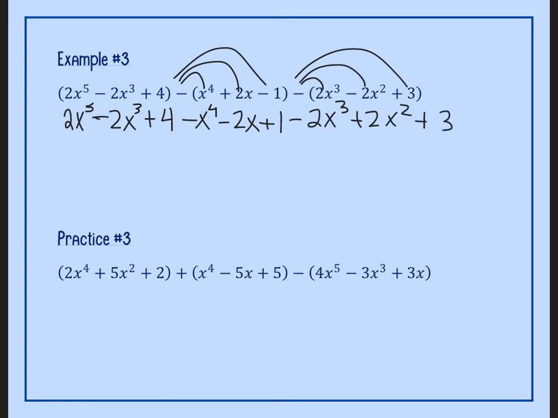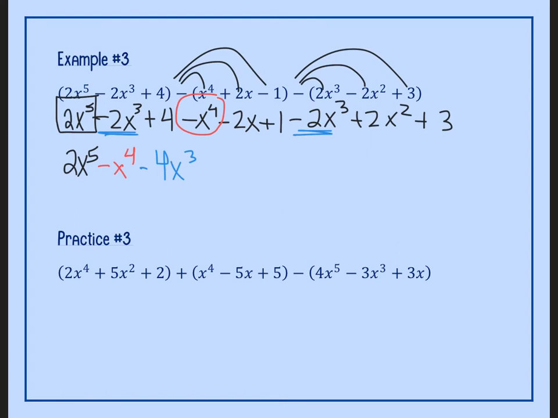Now we're going to start with our highest exponent. Our highest exponent is 2x to the 5th. And I don't see any other x to the 5th, so this is going to go in front. Next, I'm going to look for x to the 4th. And I have a negative x to the 4th. Next, I'm going to look for x cubed. Minus 2x cubed, minus 2x cubed. Negative 2 minus 2 is negative 4x cubed.